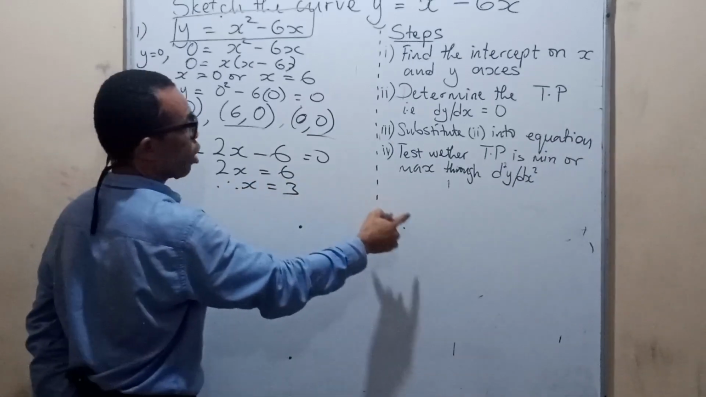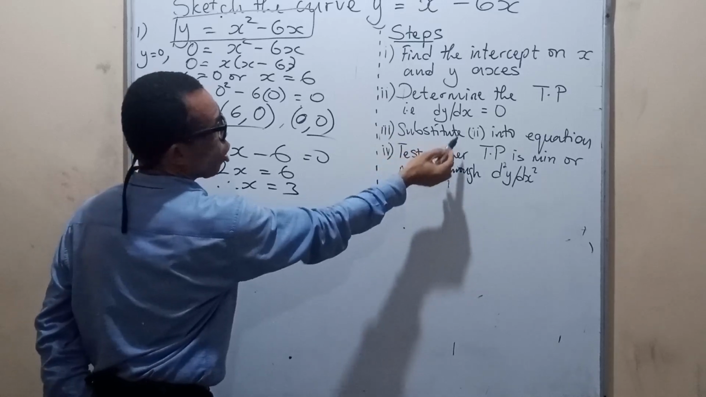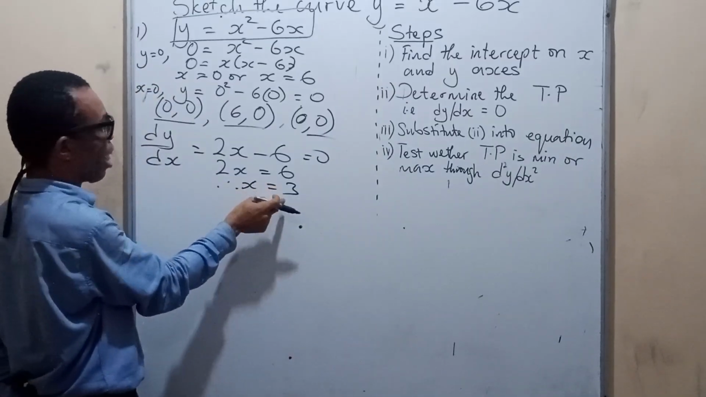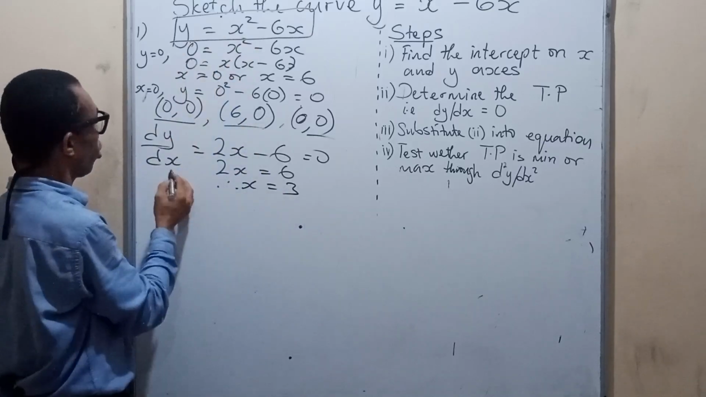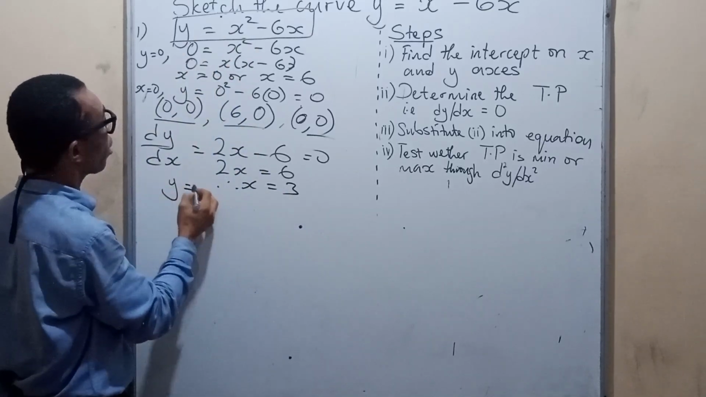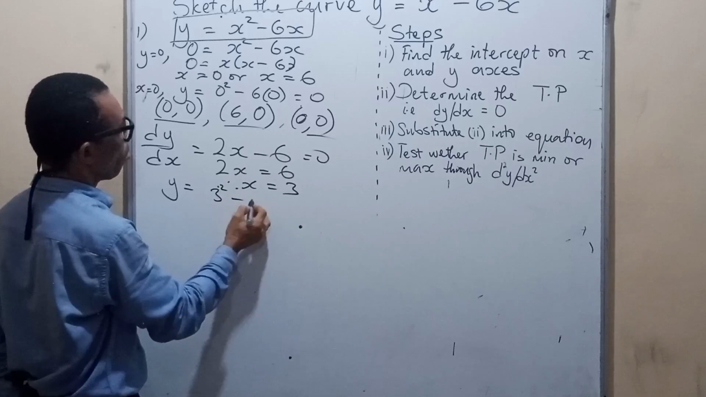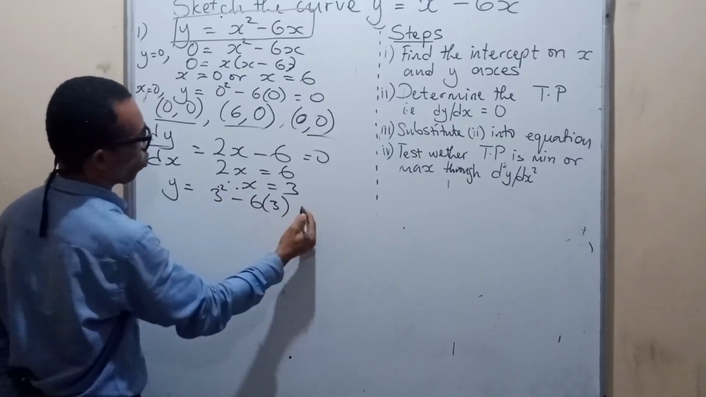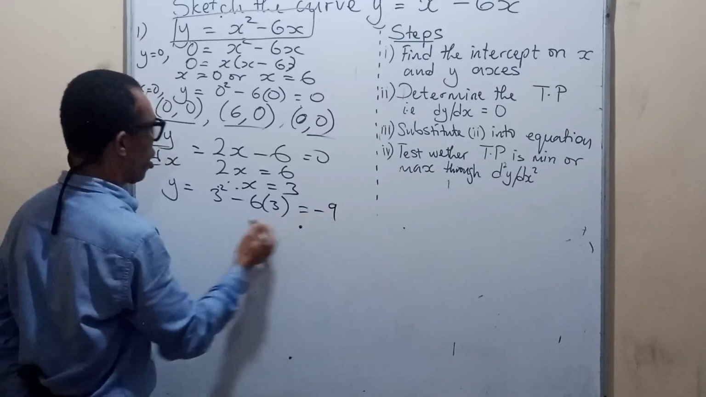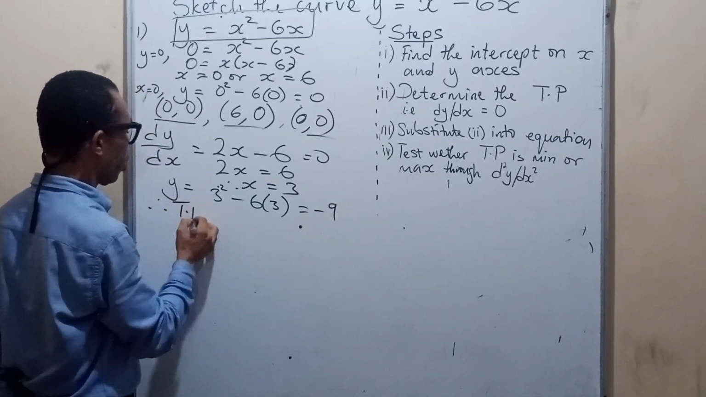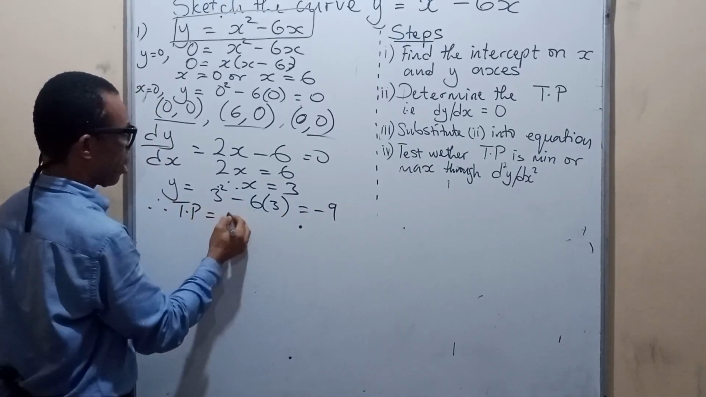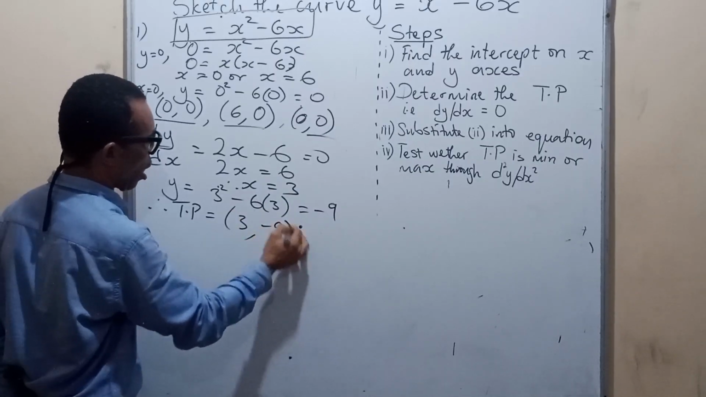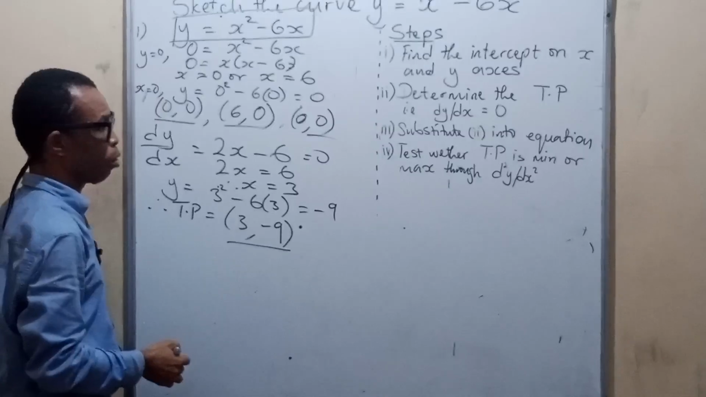So at x is equal to 3, the next step is to substitute your answer into the original equation. So I will substitute this x equal to 3 into the original equation. So I will have y is equal to 3 squared minus 6 of 3. And this will give me 9 minus 18, which is equal to minus 9. So therefore, the turning point is at x is equal to 3 and y is minus 9. I'll take note of this point also.